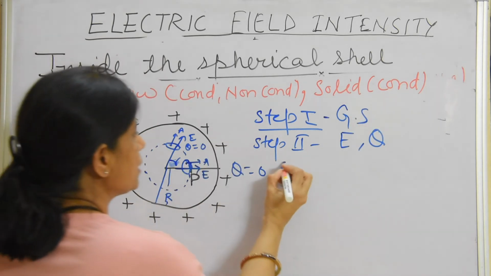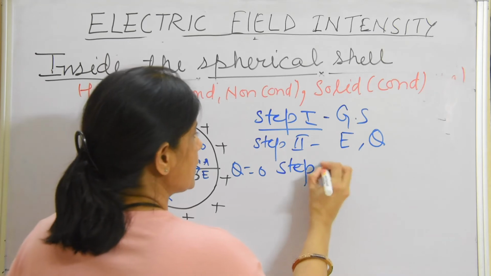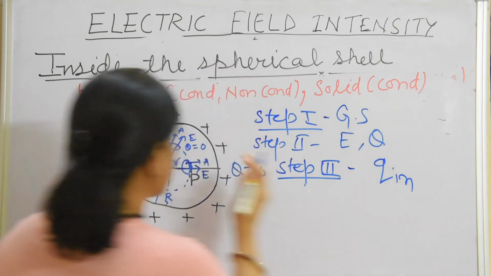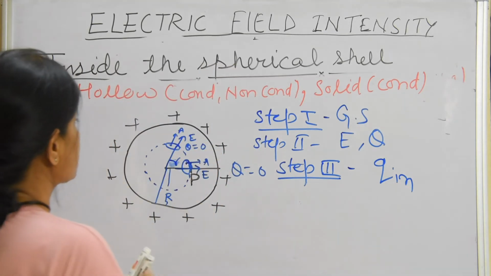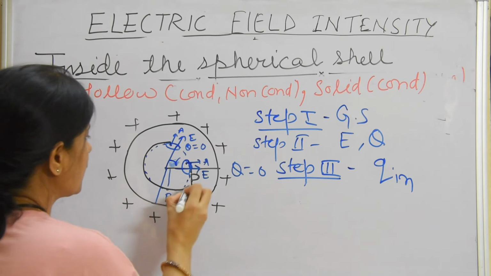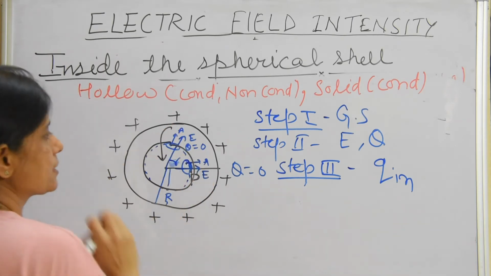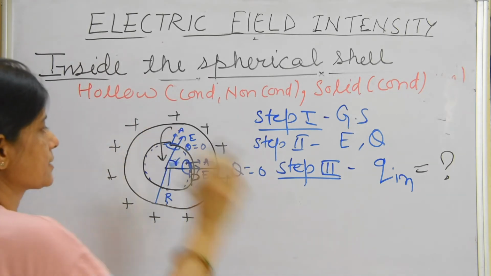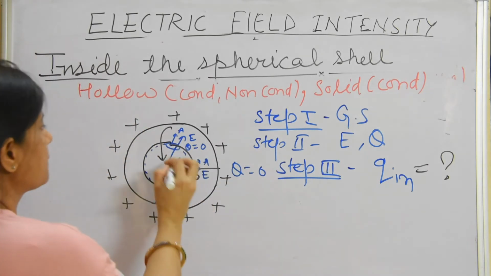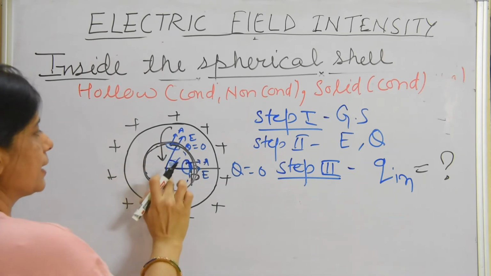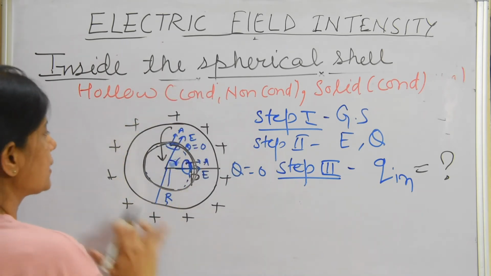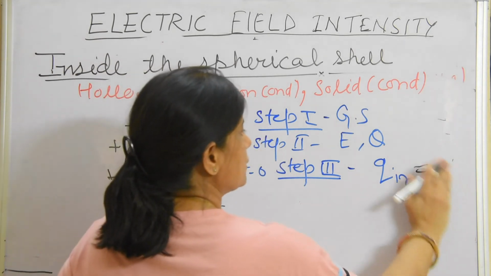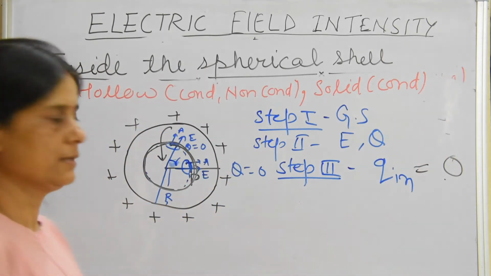Now step number 3, which is very important. In step number 3, we have to see Q inside. What is the charge inside this Gaussian surface? This is the Gaussian surface, and we have to go inside the Gaussian surface and we have to see the charge. How much charges are lying inside the Gaussian surface? See, inside this Gaussian surface there is no charge. Why? Because all charges are lying on the sphere, outward on the surface of the sphere. So there is no charge inside the Gaussian surface.